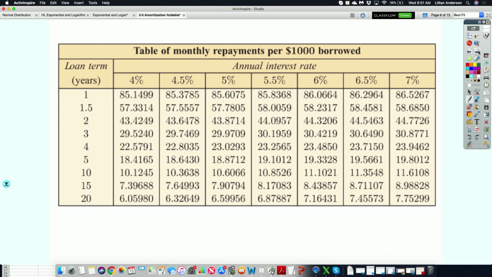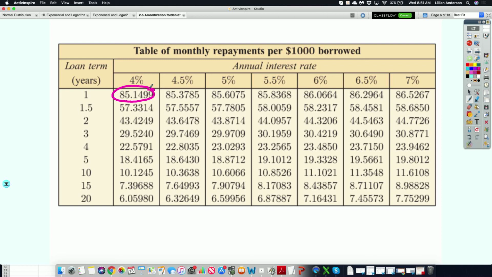You can see exactly how much you'll have to pay a month per $1,000 borrowed. So let's say you borrow $1,000 and you're going to repay it every month for 1 year, and it has a 4% interest rate. That means your payments will be about $85 every month to repay that loan.